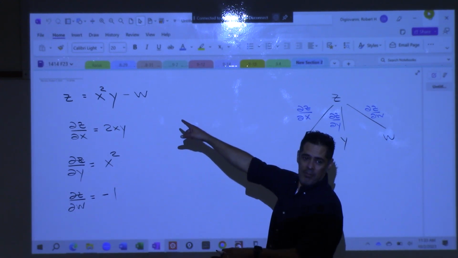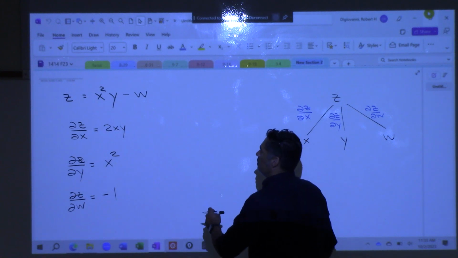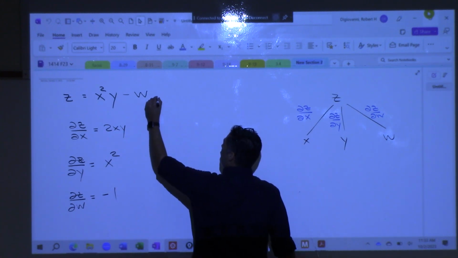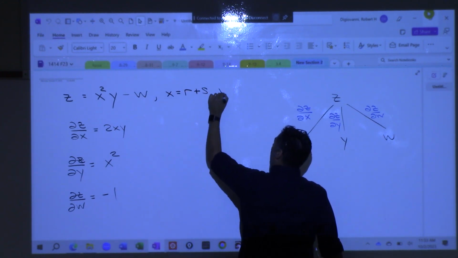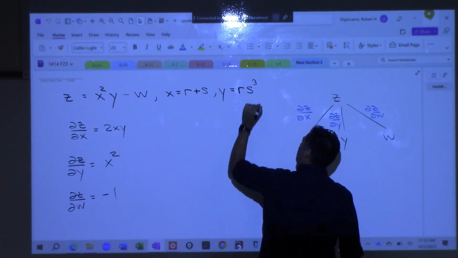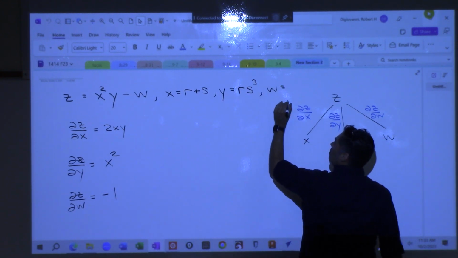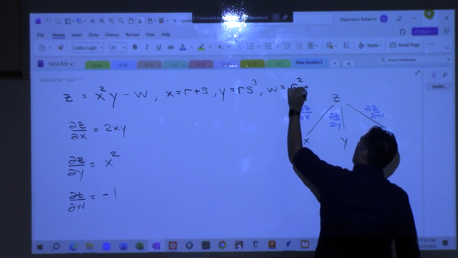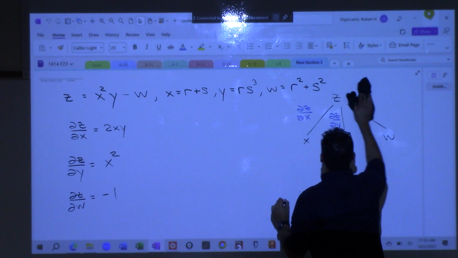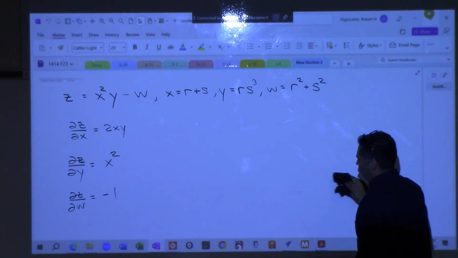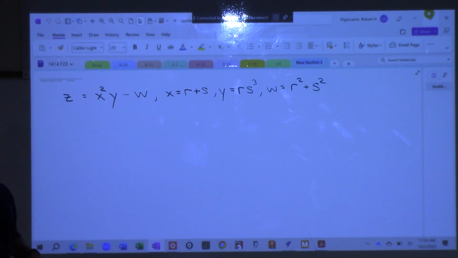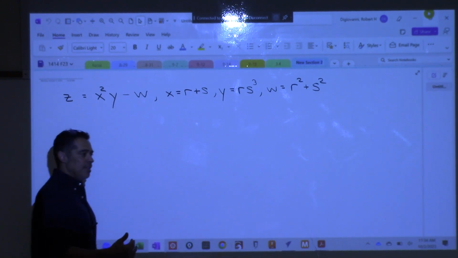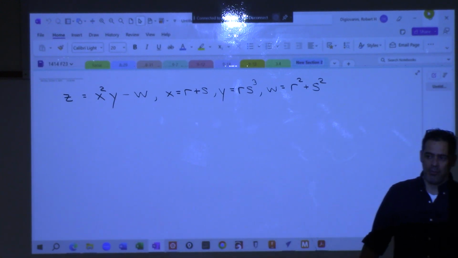Okay, same problem. I'm going to throw you into the fire. X is equal to r plus s. Y is equal to r times s cubed. And w is equal to r squared plus s squared. See, we're trying to see how bad can this get, right? Like, how many different variables can you get depending on how many different variables, right? And do we still have a way of talking about derivatives in this case? Yes, we do, all right?